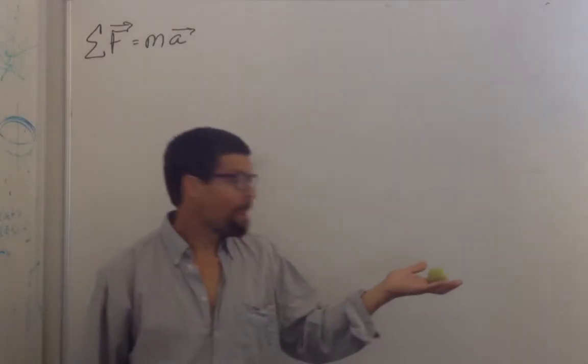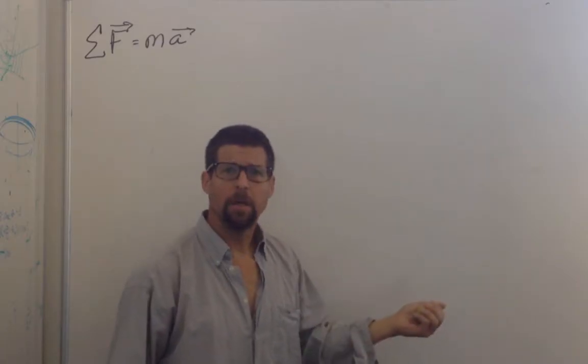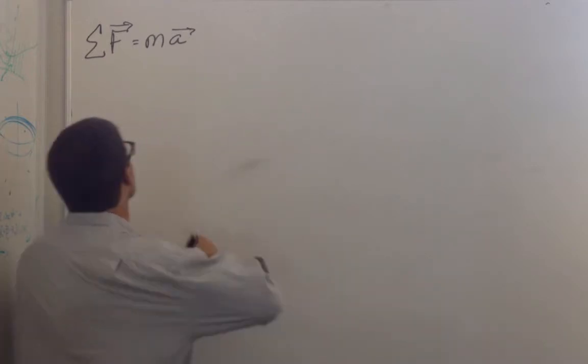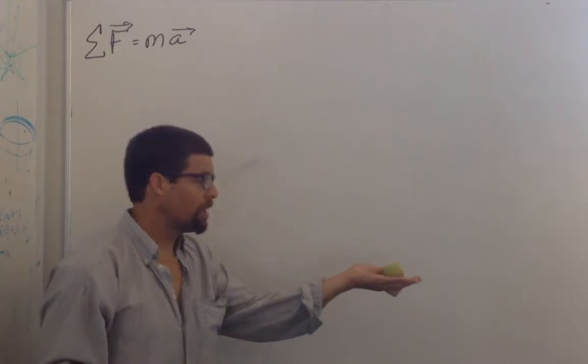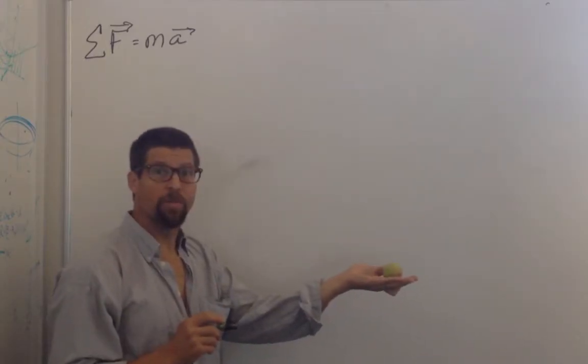Here's another example. I have an apple. Is there a force acting on it? You say, well, yeah, the force of gravity. Then how come it's not accelerating? Right, because it's the vector sum of the forces that equals mass times acceleration. The acceleration is 0, so the vector sum of the forces better be 0.